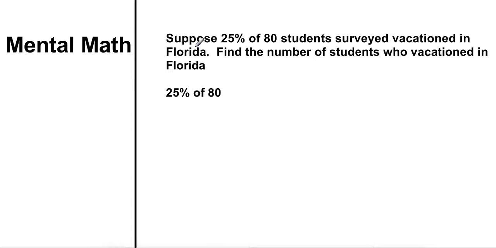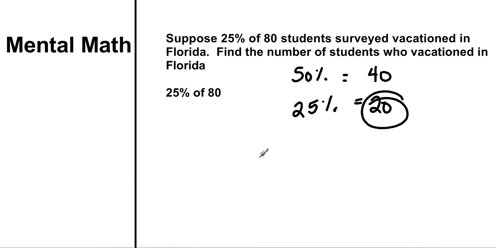In this case, it's supposed 25% of the students surveyed vacation in Florida. Find the number of students who vacationed in Florida. 25% of 800 is basically a fourth of it. So you could just do a half of it, half of 80, because 50% of 80 is 40. Half of 50% is 25, so half of 40 is 20. 20 kids vacationed in Florida. You take a half of a half.